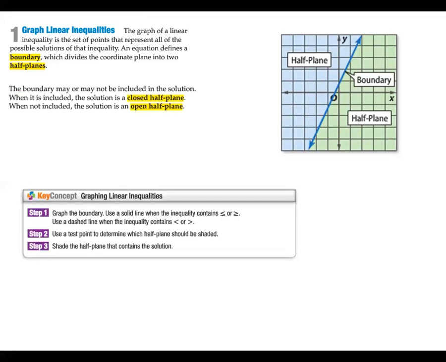Then you test a point on one side of the boundary to determine which side you should shade. Okay, just like remember on the number line you had to shade one side of the boundary point. Well, here you have to shade one side of the entire boundary line. All right, and how you figure that out is you just pick a point on one side, test it in the inequality, and if it works, the side that you got the point from, you shade that side. If it doesn't work, that means that side of the plane doesn't work, so you shade the other side. All right, we'll go through an example.